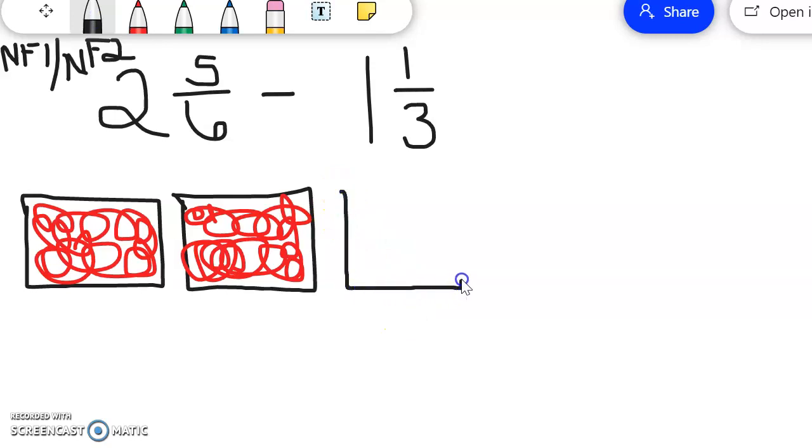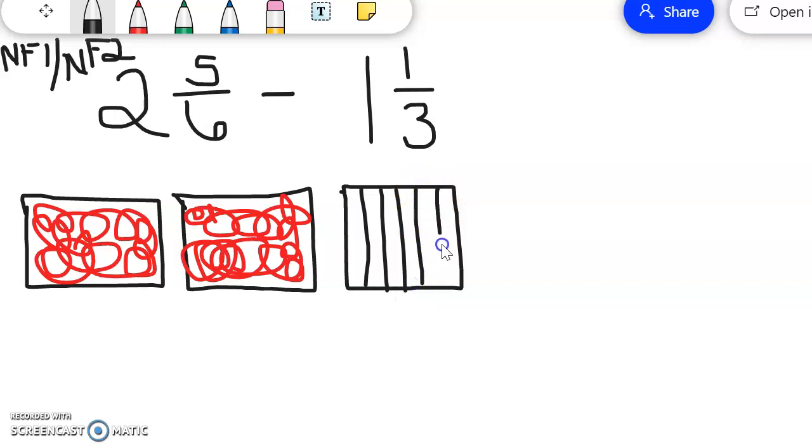So I'm going to create a third rectangle, and I'm going to draw vertical lines, up and down lines, to break it into 6 parts. So that's 1, 2, 3, 4, 5, 6. And now I'm going to shade in 5 of them to show 5/6.